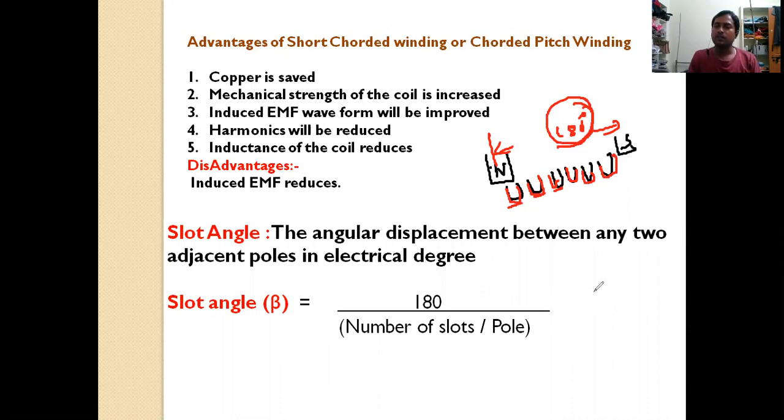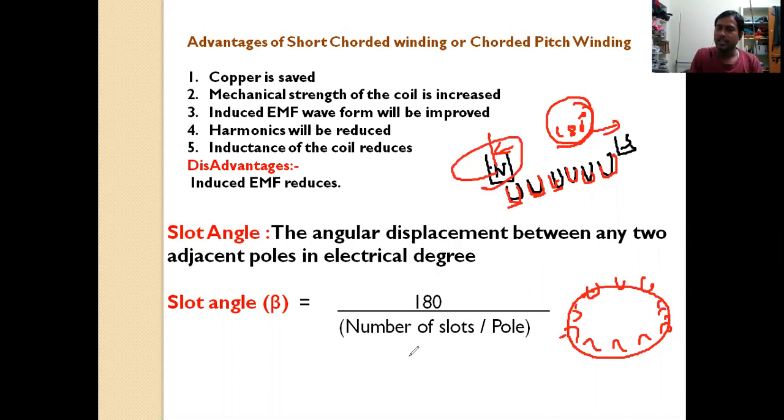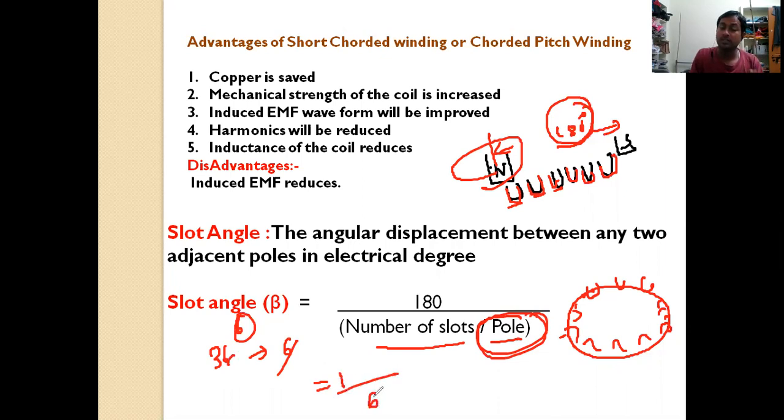But look at this one. The total slots are distributed to all poles, but we are discussing under one pole only. That's why we should take the number of slots per pole. Per pole, how many slots are there? For example, if you take an armature, 36 slots are there and 6 poles are there. So 36 divided by 6 is 6. Nothing but per one pole, 6 slots are available between these two poles.